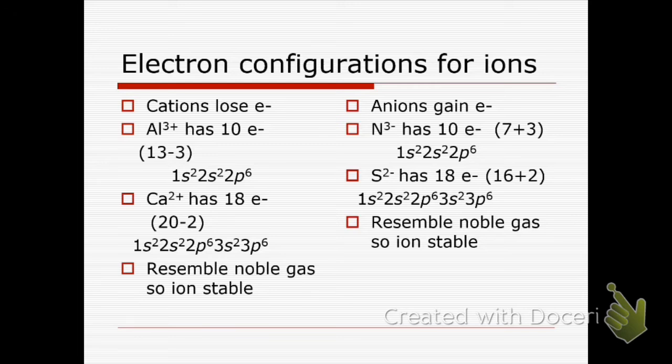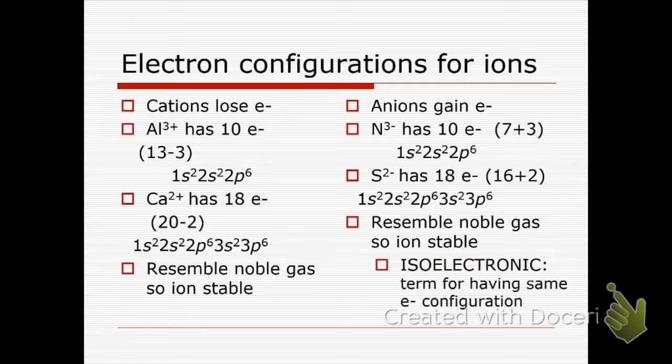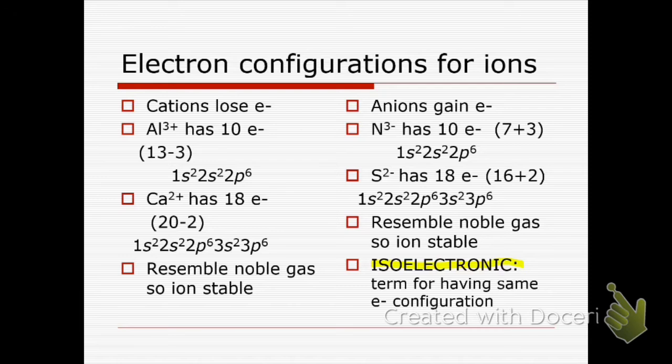gas configuration. We have a very special vocab word for elements that, when we write their electron configuration, are identical, and that word is isoelectronic. Iso meaning same, the same electron configuration. So we would say that the aluminum ion is isoelectronic with neon. The calcium ion is isoelectronic with argon.